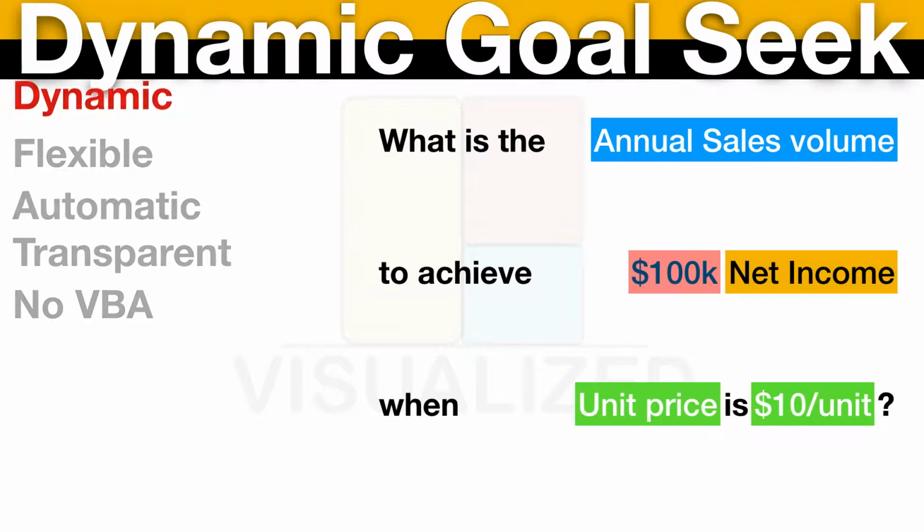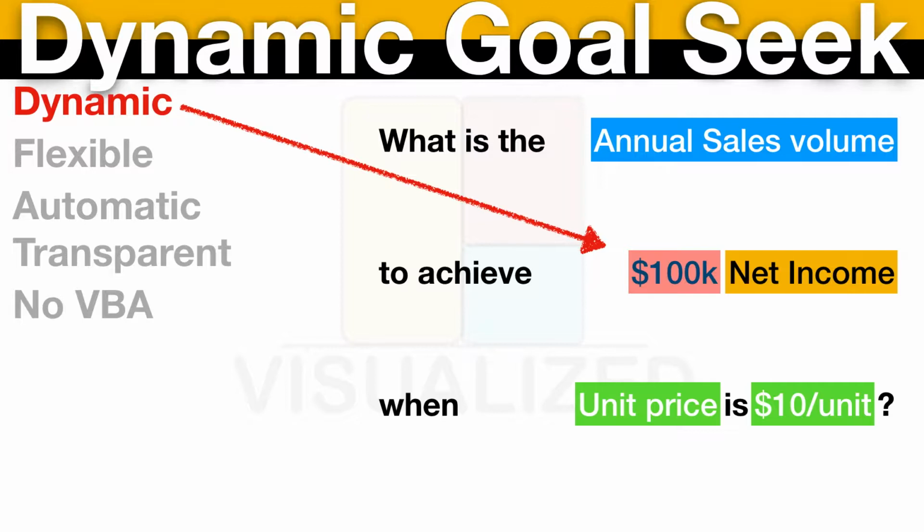First of all, the solution is dynamic because the target value can be both manually input, or linked from other calculations. You don't have to manually input the target value, but instead, it automatically changes as the target value changes as per the formula. For example, you may not want to just achieve $100,000 net income. You may also want to see $150,000, $200,000, and $250,000 net income and see what sales volumes achieve the target values respectively.